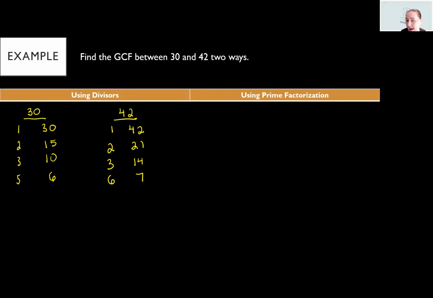So you can see that they have several that are in common. So they both have 1 on the list. They both have 2. They both have 3. And they both have 6. And those are the only ones that they have in common. The greatest common factor is the largest out of those that they have in common. So that would be 6. So that's the divisor method, is you take your numbers, you write down every number that divides into it evenly, and then you look for the biggest one that they have in common.